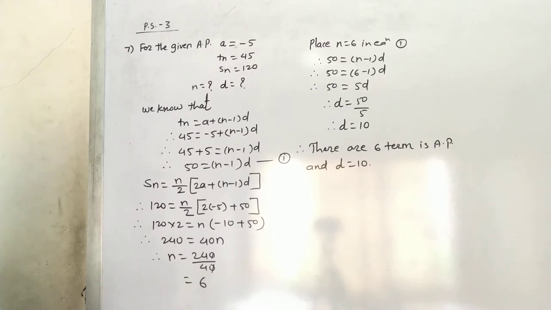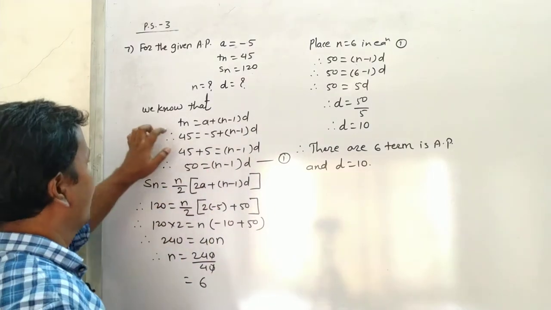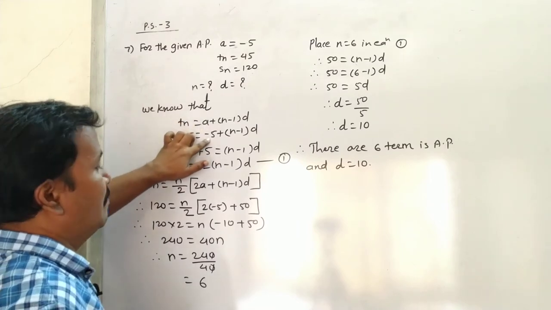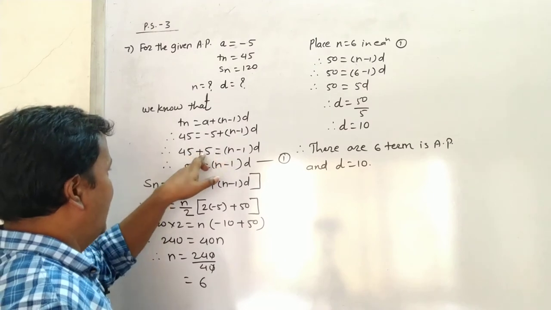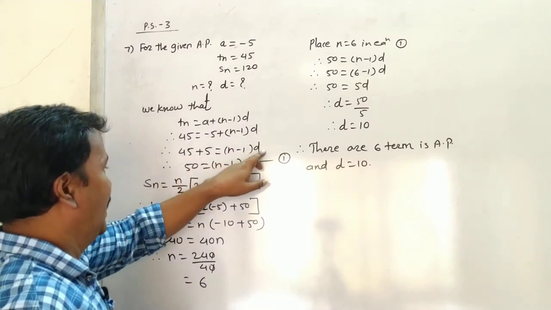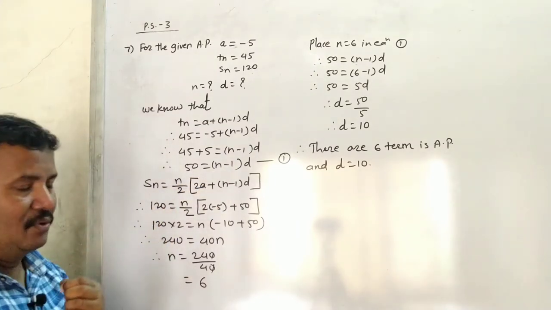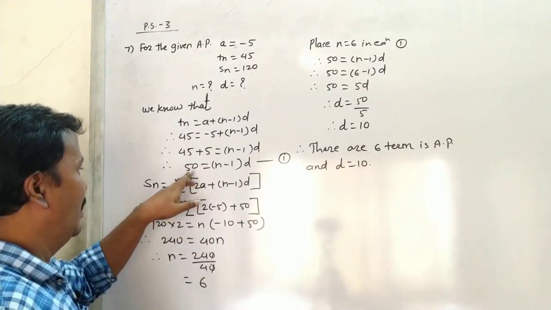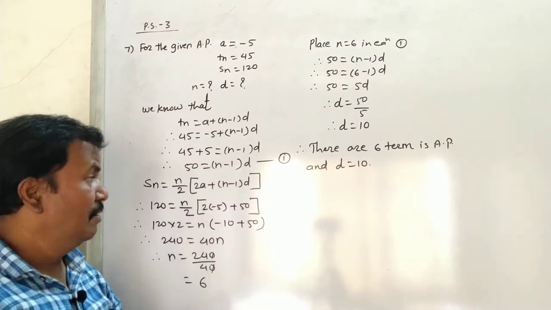We know that Tn is equal to a plus n minus 1 into d. This is our formula. As given, Tn is 45, a is minus 5, plus n minus 1 into d. Minus 5 goes to the other side as plus. So 45 plus 5 is equal to n minus 1 into d. So 50 is equal to n minus 1 into d. Since we do not know n and d, we have a general term equation in hand: 50 is equal to n minus 1 into d. Right?